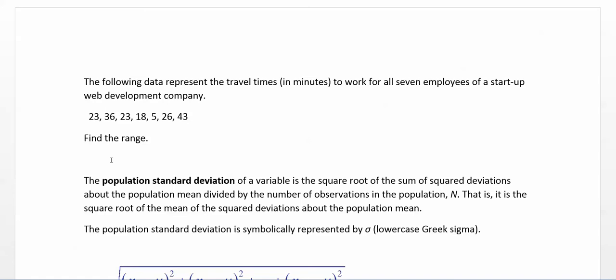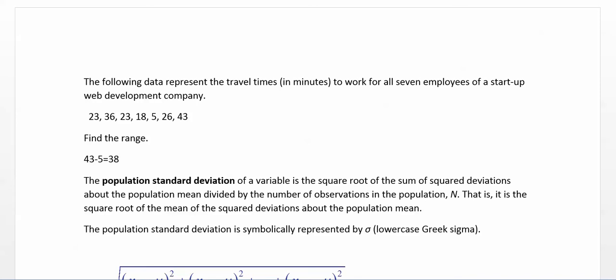If I want to find the range, I simply figure out what the biggest number is, which in this case is 43, and the smallest is 5. Once I subtract that, I get 38. So the range is 38.